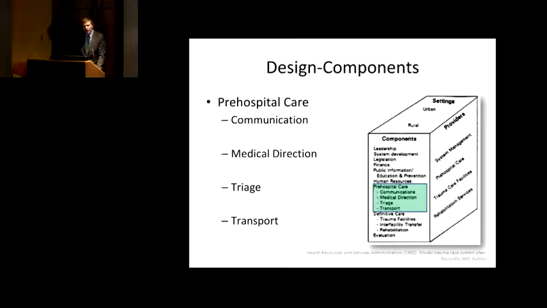Under pre-hospital care, they commented on 4 different areas: communication, medical direction, triage, and transport. They wanted to make sure that there was a system of care outside of the hospital in the pre-hospital setting, and to make sure that this was high quality and cost-effective care. This was done through adequate communication between the hospital providers and the pre-hospital providers, and a system of rapid triage and transport to a definitive healthcare setting.